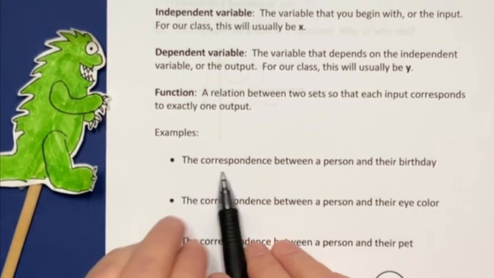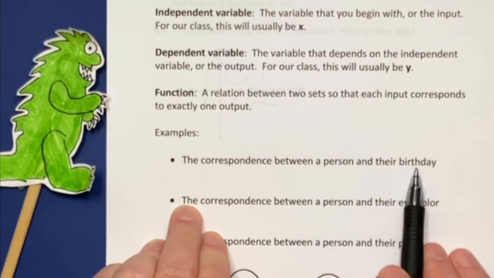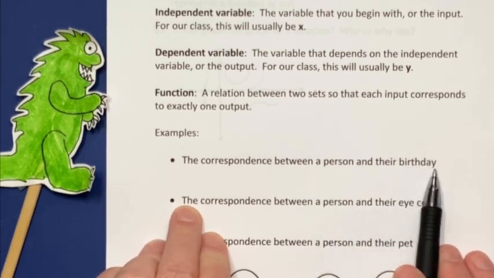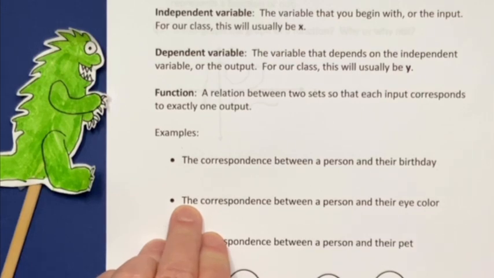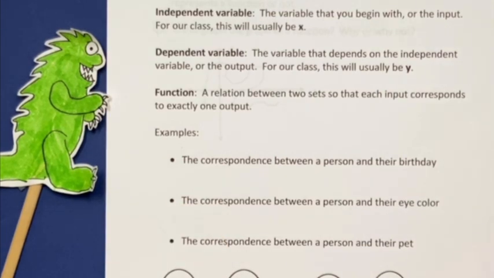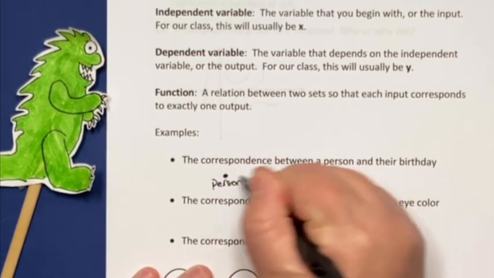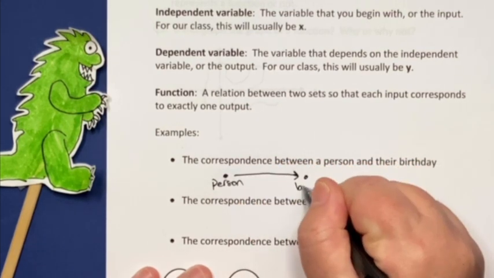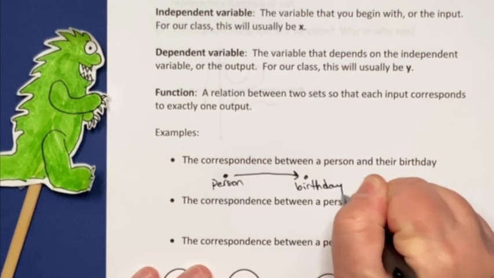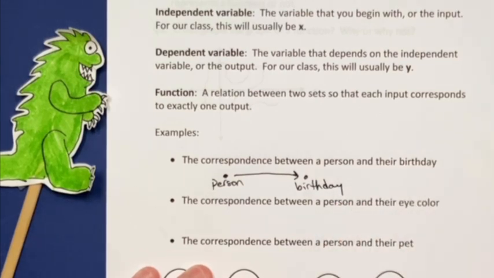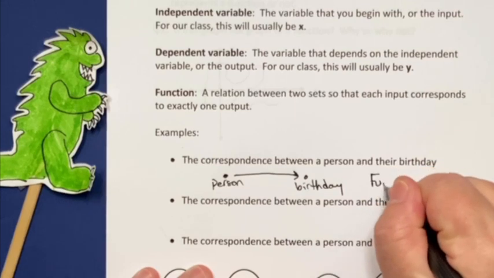So the first one is a correspondence between a person and their birthday. Now, if you define your birthday as the day when you were born, the official day listed on your birth certificate, for example, or the moment when you were born according to the people who were around when you were born, everybody has one of these. So if you look at a person and you look at their birthday, each person has one birthday. So this is a function.